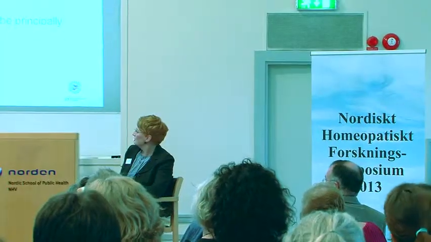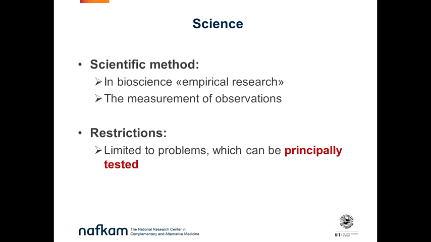The restriction that we have in the empirical research is that we're limited to problems which can be principally tested. And that's part of the criticism that was here. Is that really the method that we need? Yeah, that can be discussed. If you go into theoretical research, it's perfectly fine. But if we go into bioscience, very often, or as a general rule, we are bound to do empirical research. Yeah, and exactly. It must be principally testable. That's the requirement.